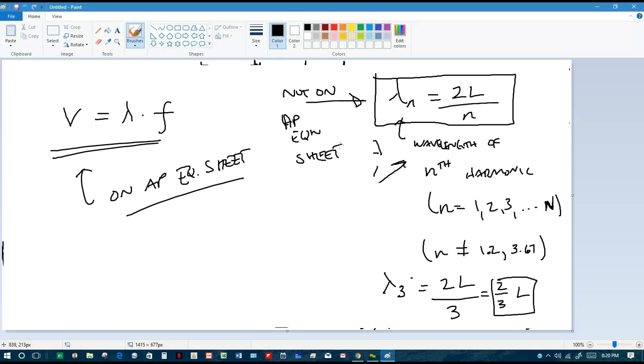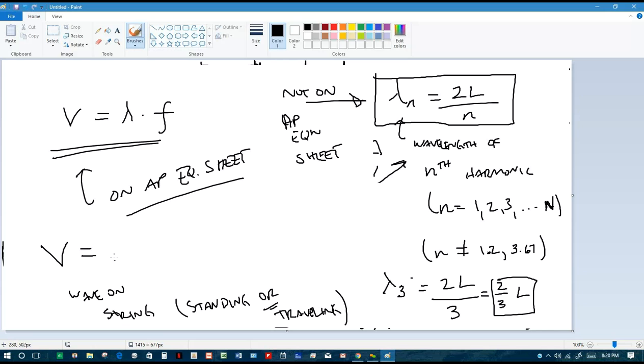All right, so the very last thing, and then we can try some of your problems, is to recall that the speed of a wave on a string, this can be for standing or traveling, because you can have a standing wave or a traveling wave, is the square root of, do you remember what it is from the last lesson? The square root of the tension in the string divided by the mass. Close.